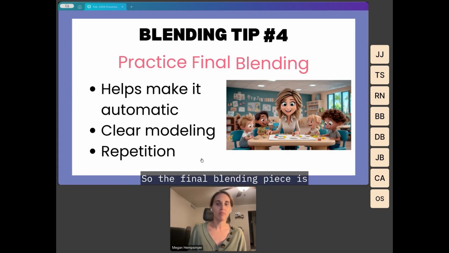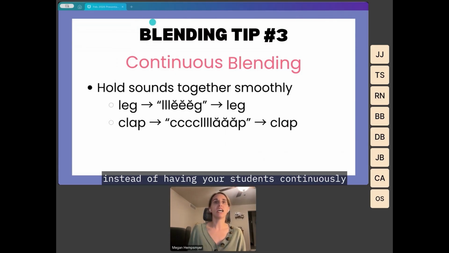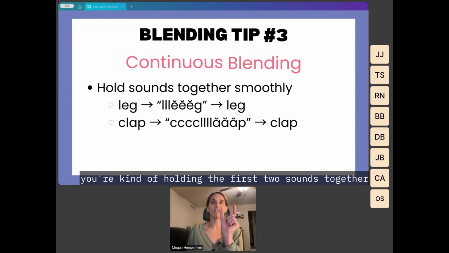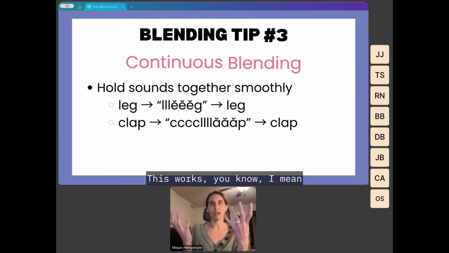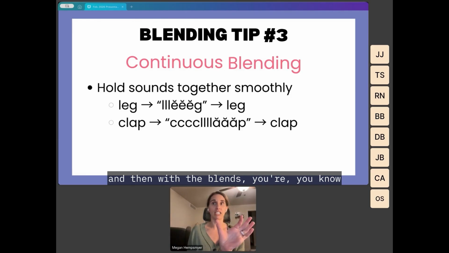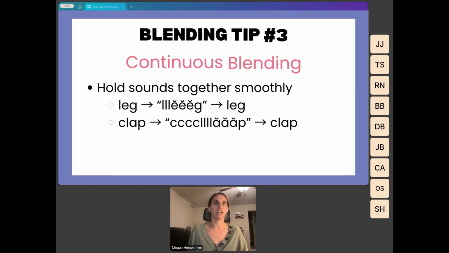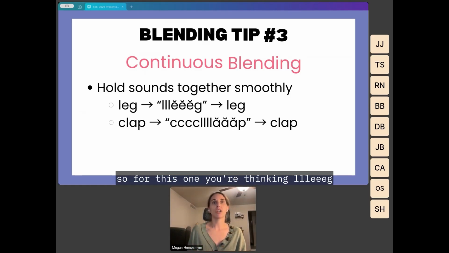So the final blending piece is, instead of having your students continuously go through each sound, you're kind of holding the first two sounds together. I'm doing a CVC word example, and then with the lens, you're really working on the same thing, the blends, then the vowel, then the last letter. So for this one, you're thinking leg.